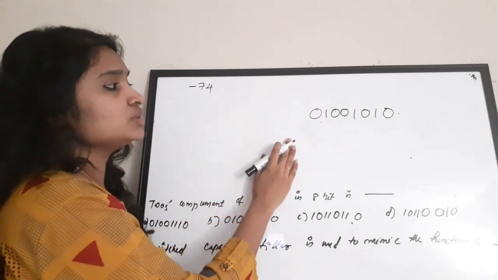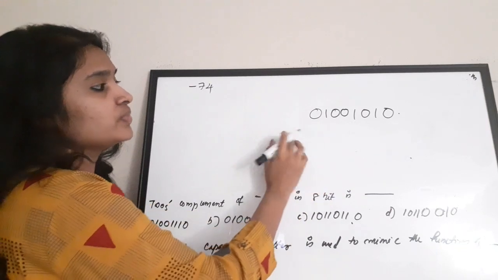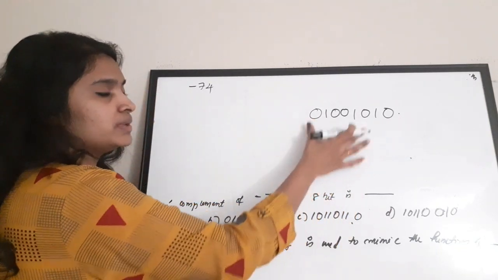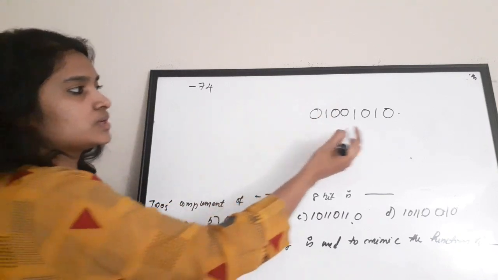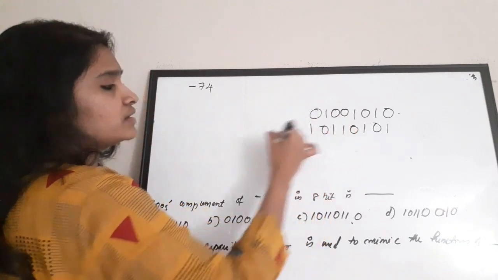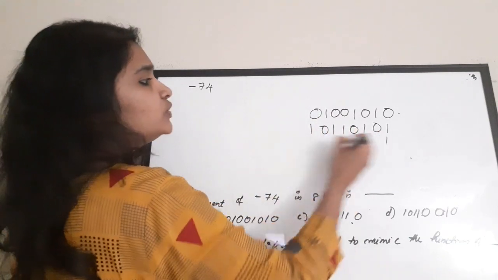Now convert it to 2's complement. Take first the 1's complement: convert all 1's to zeros and zeros to 1's. So 1, 0, 1, 0, 1, 1, 0, 1. This is the 1's complement. Add a 1 to it.